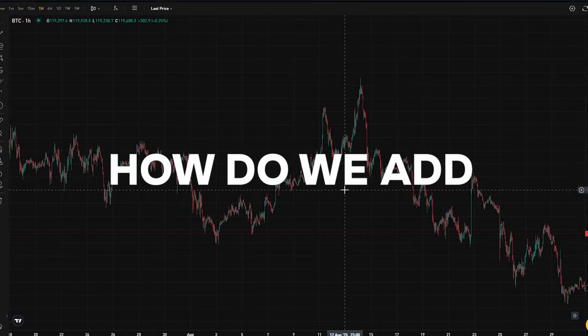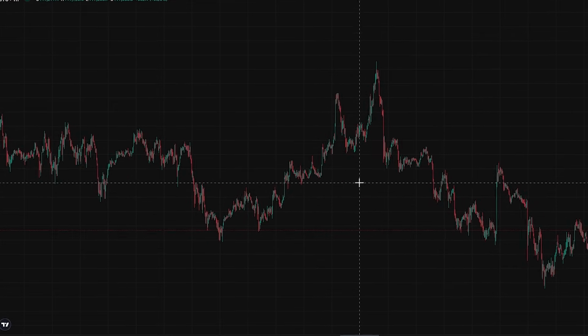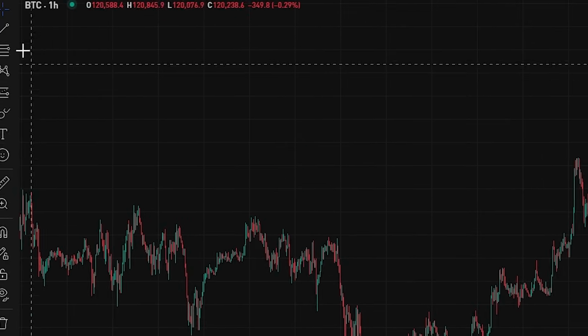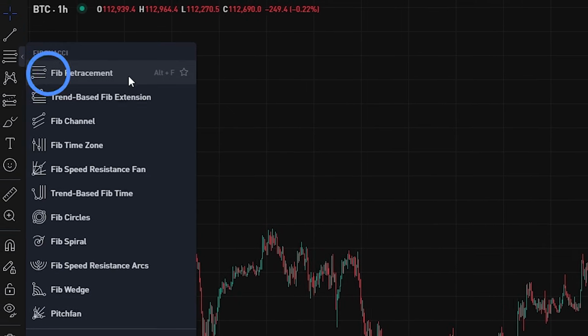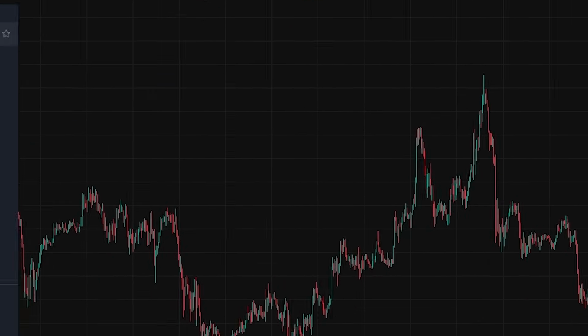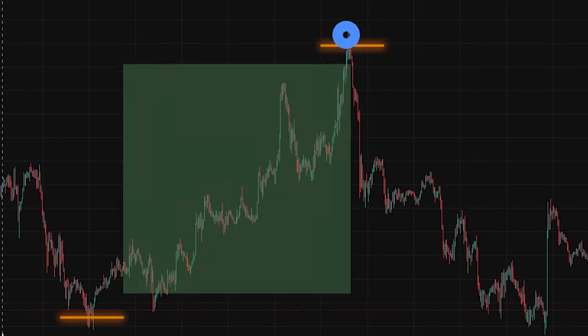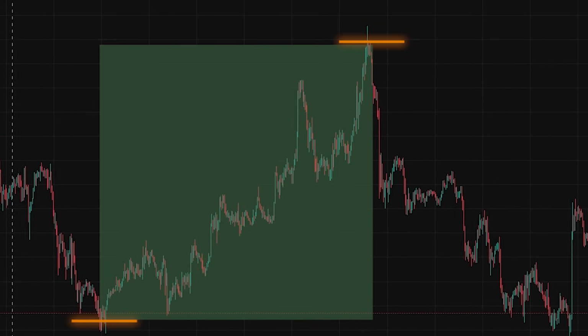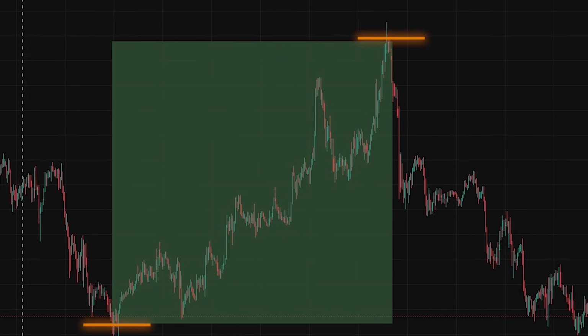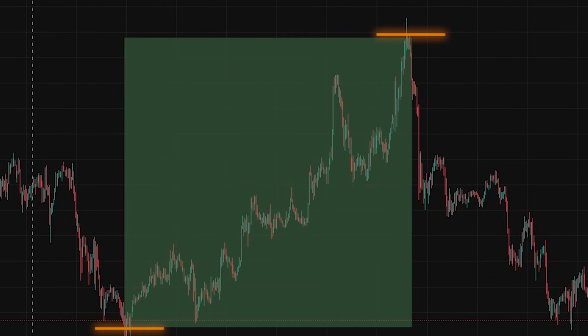So how do we add and configure the tool? Let's add these Fibonacci levels to our trading panel. Here we need to click on this icon and choose Fibonacci. Next, we have to select the lowest point on the chart and connect it with the highest point. That's how we get a clear trend movement. So we can also extend it slightly to capture more of the trading range.